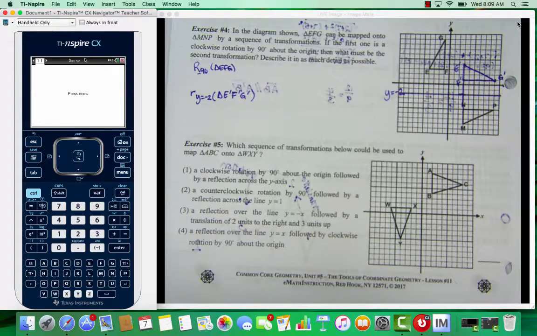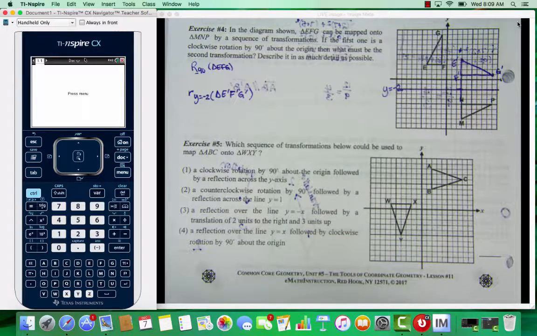All right, and then the last one is just a multiple choice question, more of the same. So there's a sequence of transformations below that's used to map one triangle onto the other. And so what they want you to do is just figure out what it is that they're doing to take one triangle and map it onto the other. So see if you can work through that one and figure out which sequence of transformations is correct there.